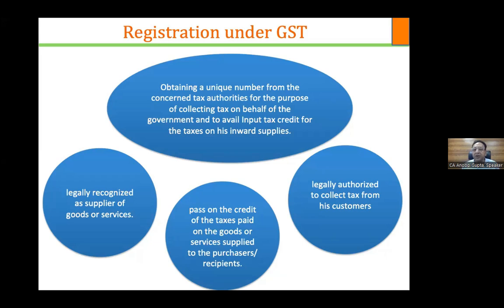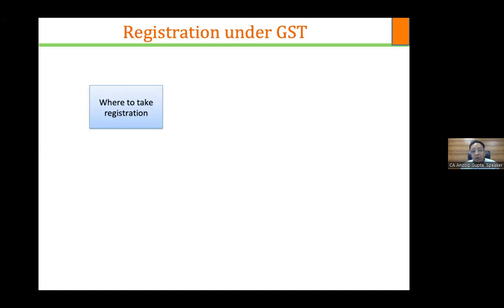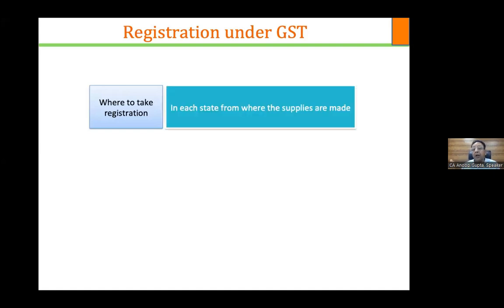But once I have taken the registration under GST, then on all the supplies which I am making, I have to charge GST and pay GST accordingly. So the question is where to take registration. Suppose I have a shop in Delhi and also a shop in Gurgaon. In that case, I have two shops in two different states. For each state, I have to take separate registrations. One registration is required in one state, but if I go across the states, then from each state where I am doing the business or where I am effecting the taxable supplies, I have to take registration under GST.